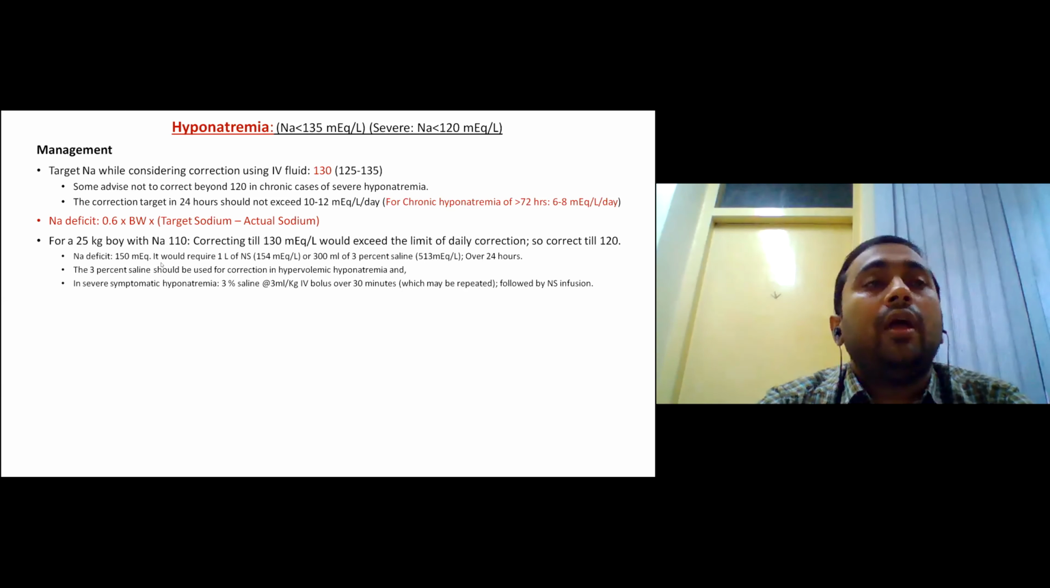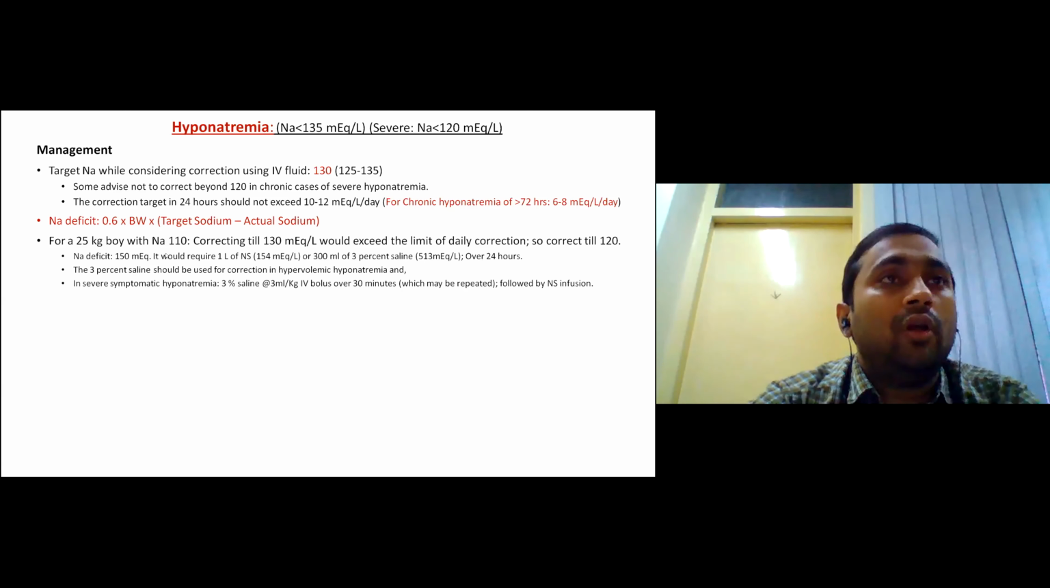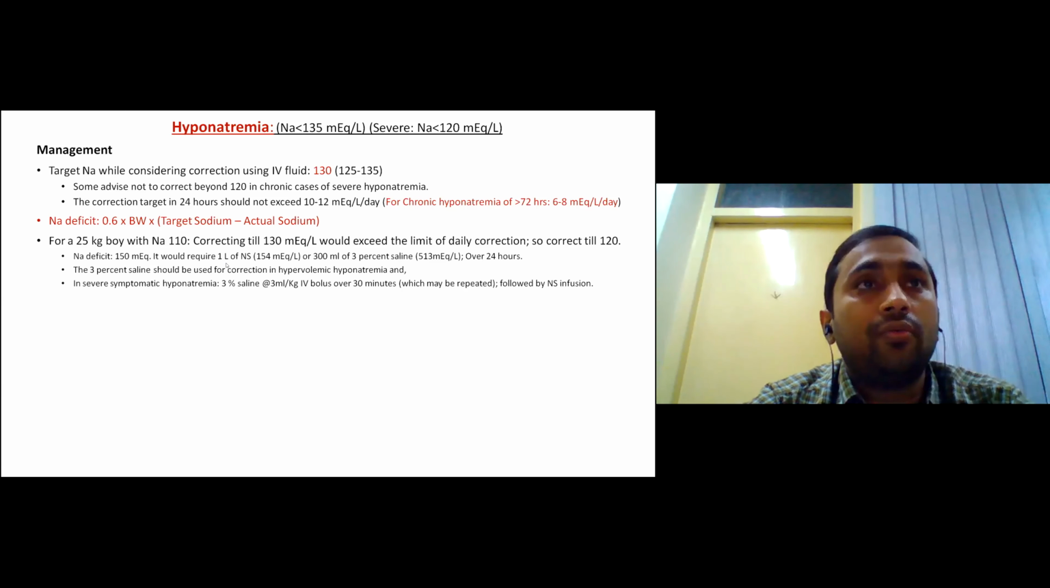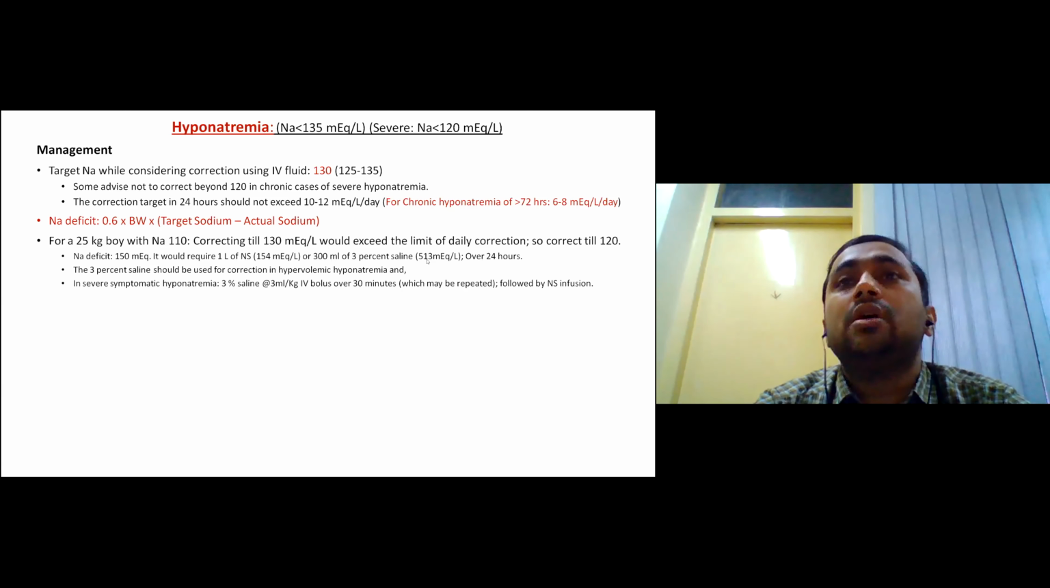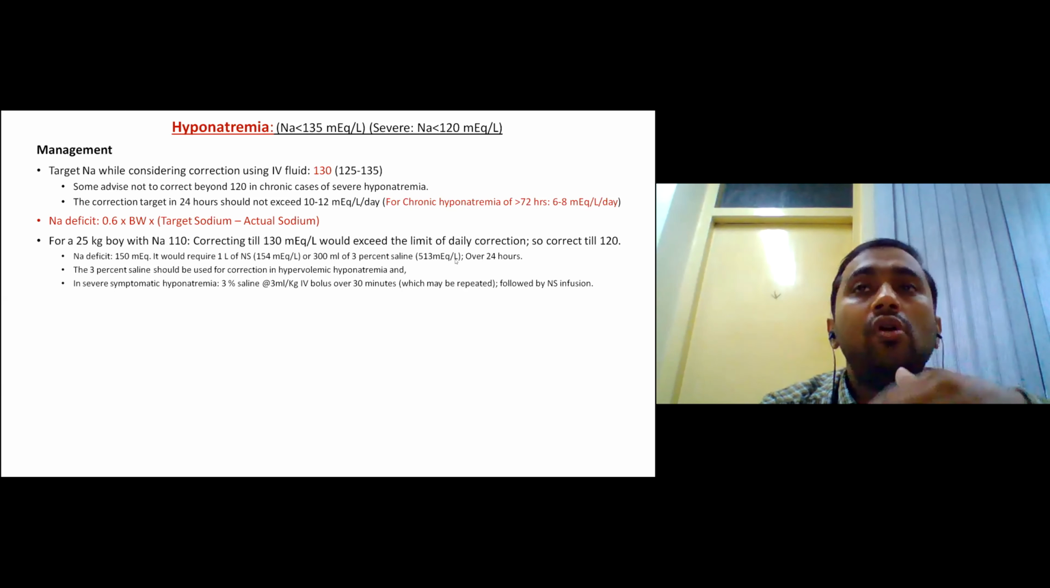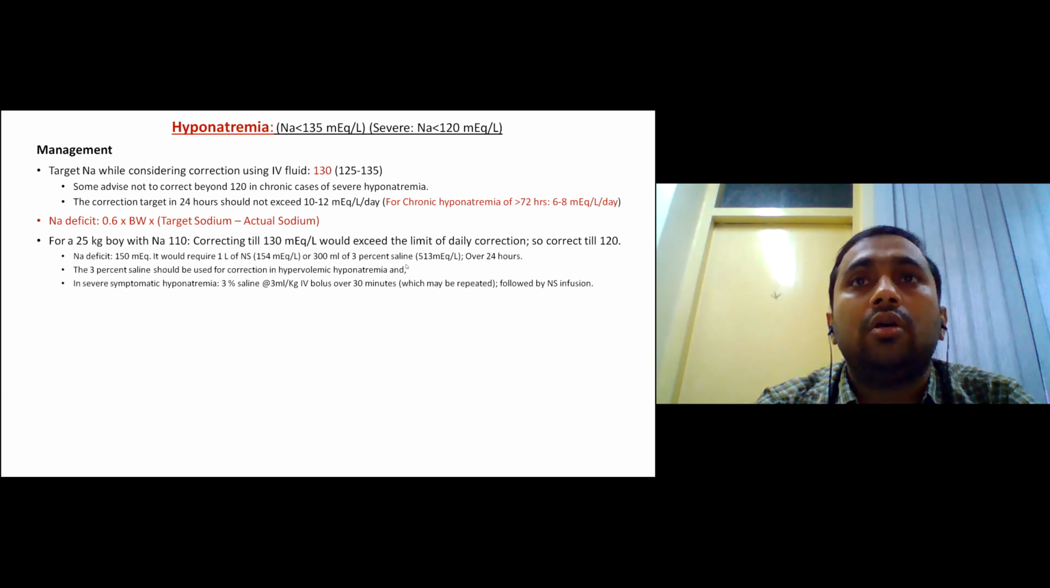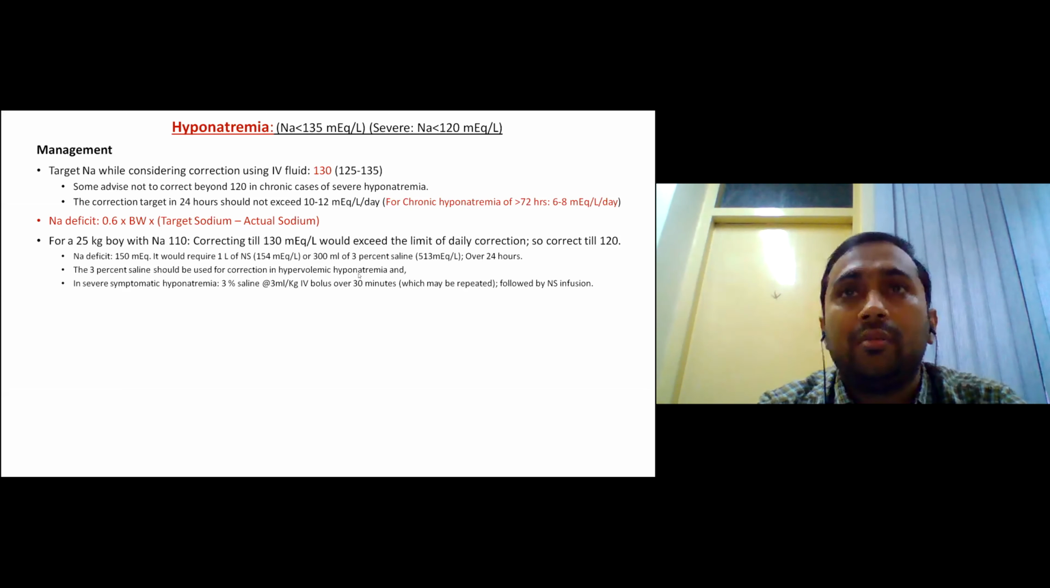150 milliequivalent. To give this 150 milliequivalent of sodium over the next 24 hours would require either 1 liter of normal saline, which is 154 milliequivalent per liter, or 300 ml of 3% saline, that is thrice the concentration, over the next 24 hours. Of these, mostly NS is preferred. This 3% saline is not used in most conditions, but it can be used in cases of hypervolemic hyponatremia.